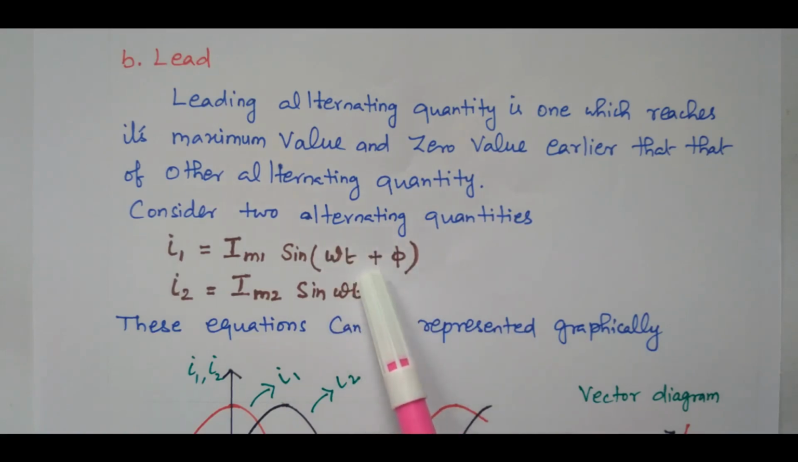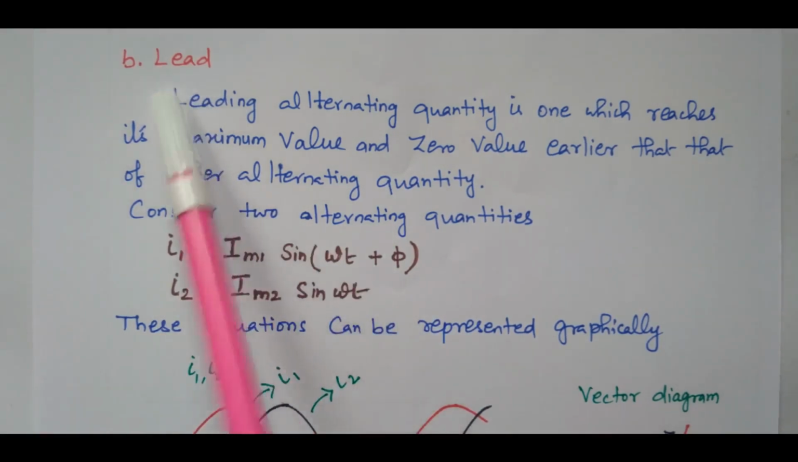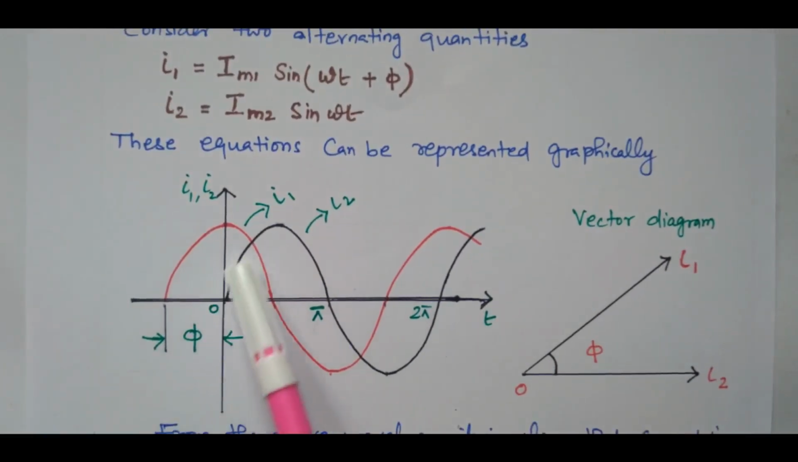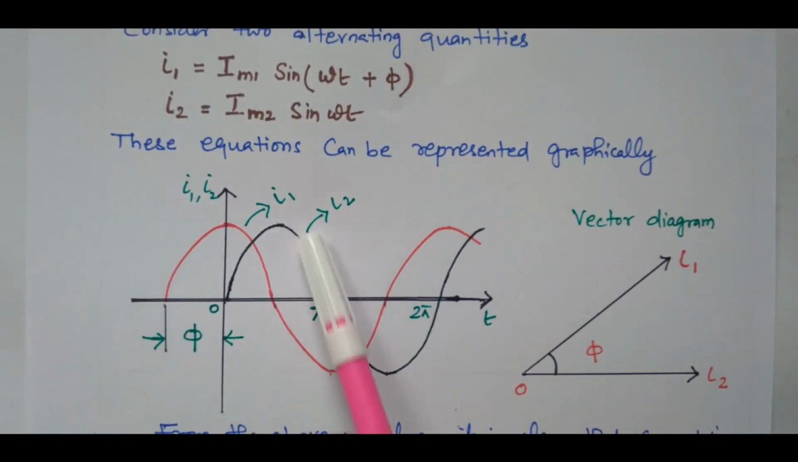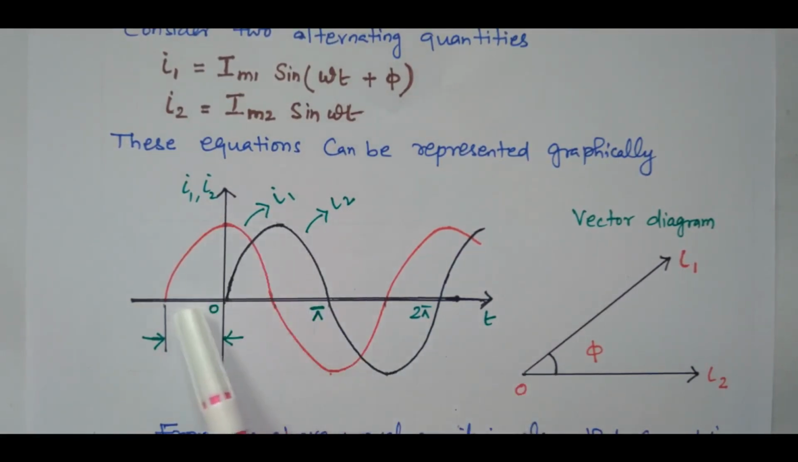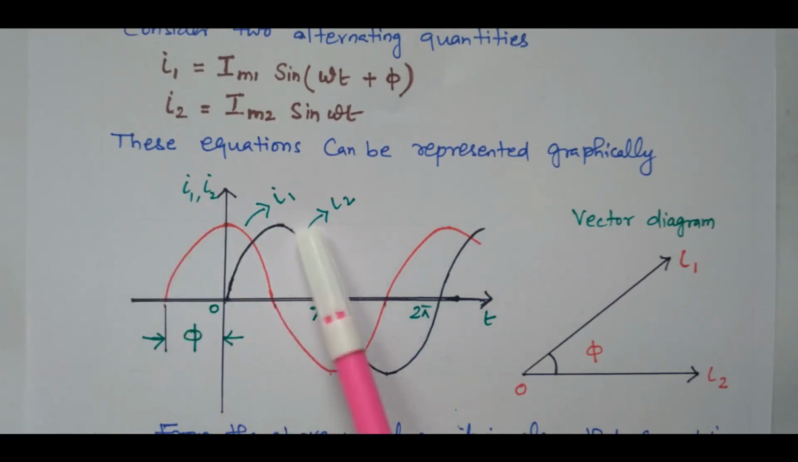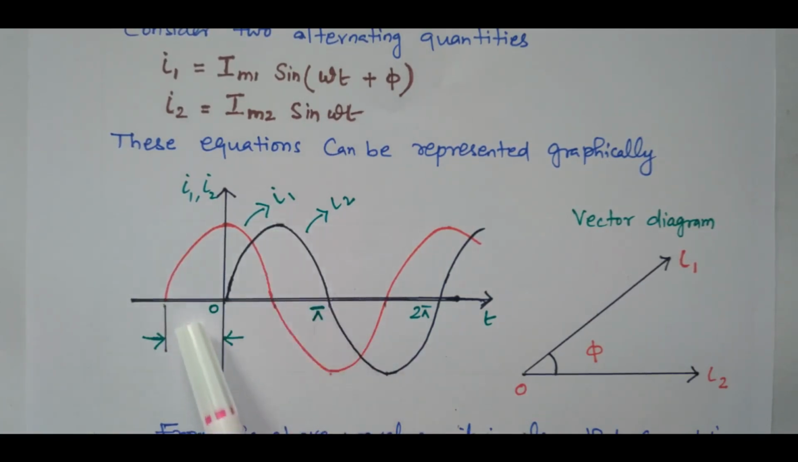So this plus indicates this waveform starts earlier than the second waveform. This plus indicates that it is leading. So that is represented in the waveform. See, this I2 starts as normal, it starts at 0, but I1 starts earlier. Before I2 starts, I1 starts earlier with an angle of pi. So that indicates this is leading. I1 is leading the current I2 with an angle of pi.